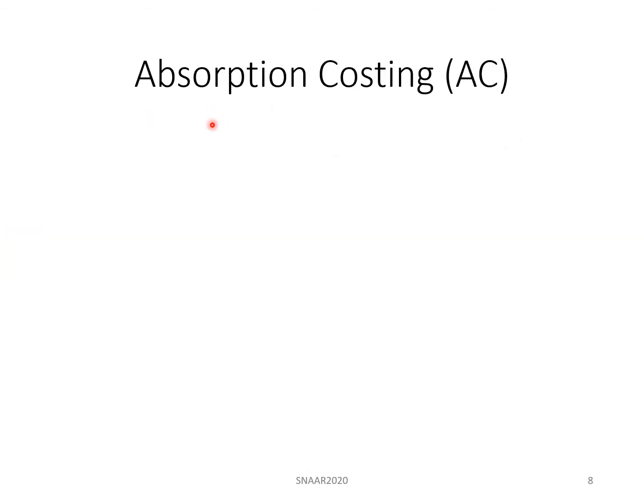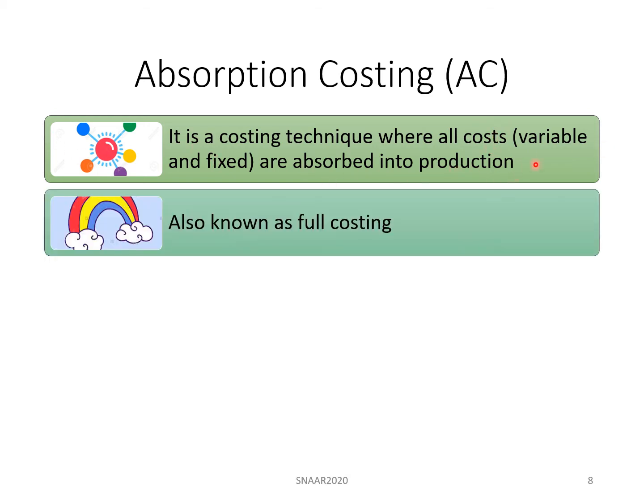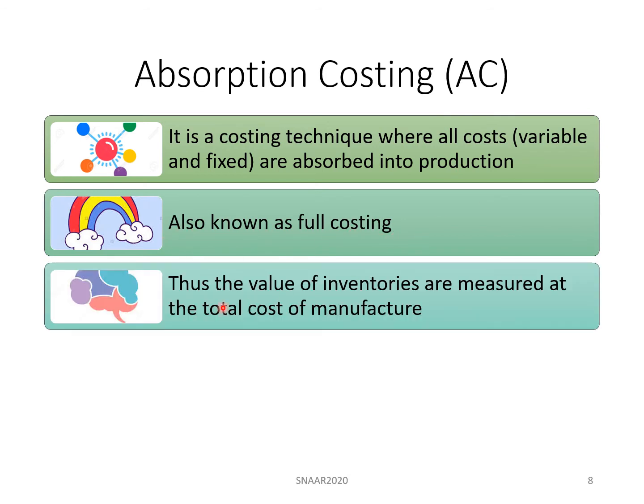Moving on to the absorption costing. Okay, this is the other method of doing costing. You can use also the absorption costing. What is it? It is a costing technique where all costs referring to variable dan juga fixed, dia akan absorb kepada production. It's also known as the full costing. Thus, the value of inventory are measured at total cost to manufacture.